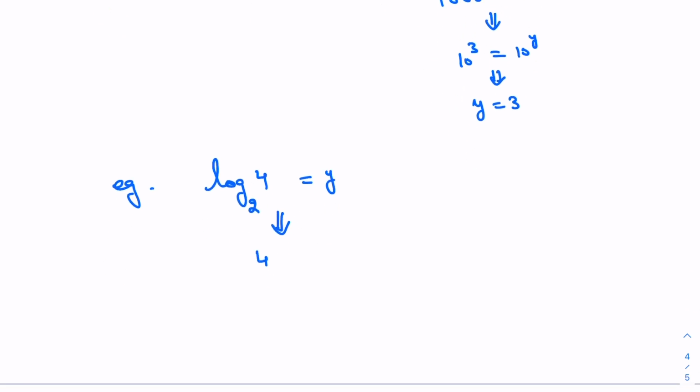So this just means that 4 is equal to 2 power y, and 4 just means 2 square. So we see that the bases are the same. So we can equate the powers, which gives us the value, y is 2.